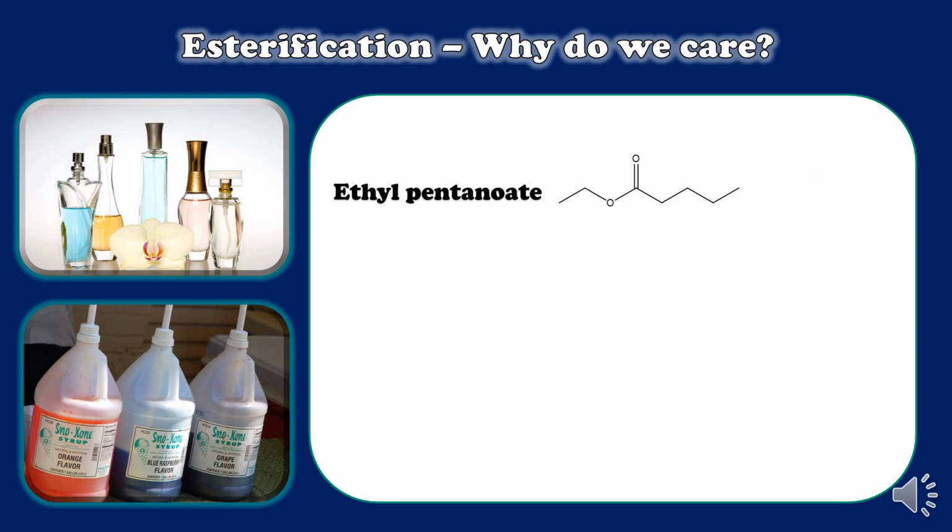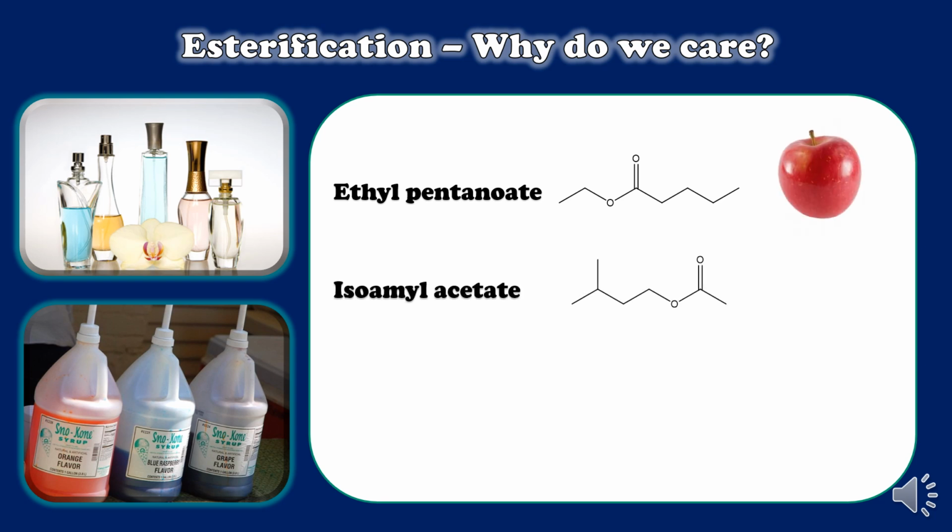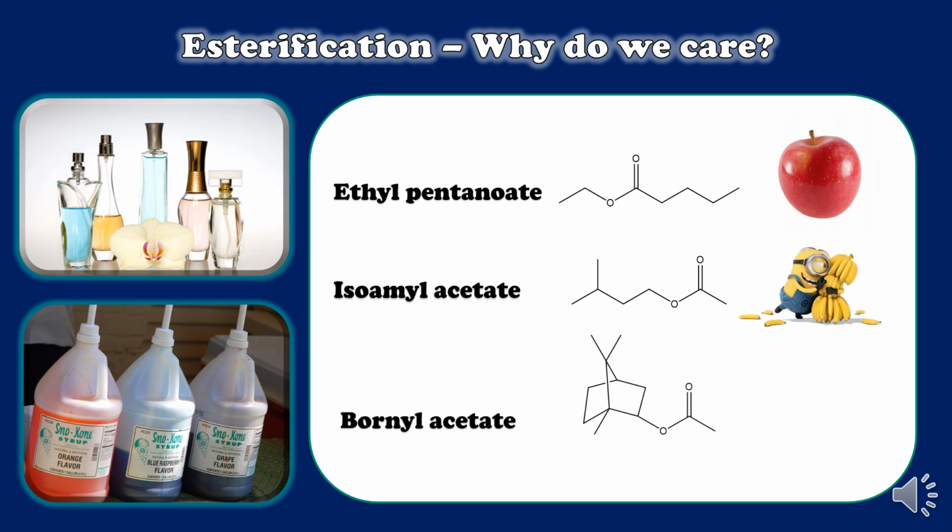For example, ethyl pentanoate, which smells like apple. Isoamyl acetate, which has the characteristic aroma of bananas. And bornyl acetate, which creates quite a different aroma, that of pine. All of these esters can be synthesized cost-effectively from their corresponding alcohols and organic acids using a Fischer esterification. And it's because they're so easy to make from such inexpensive starting materials that we find them in use so frequently in these industries.